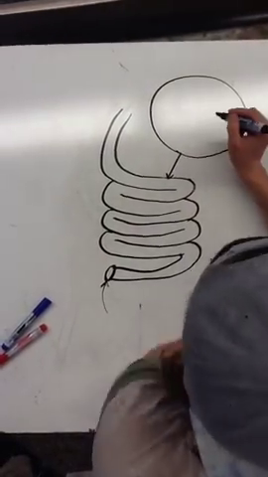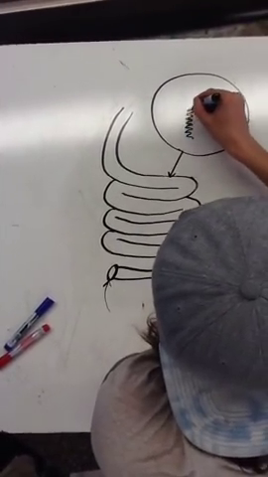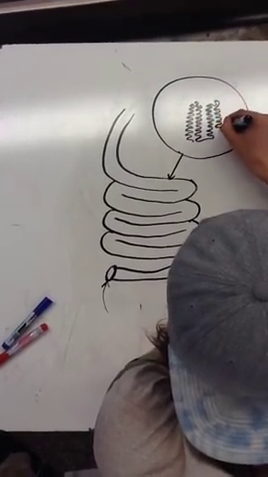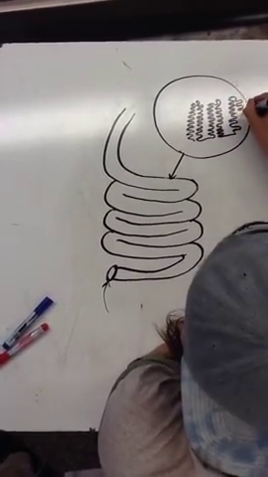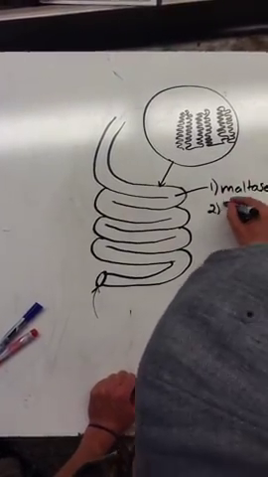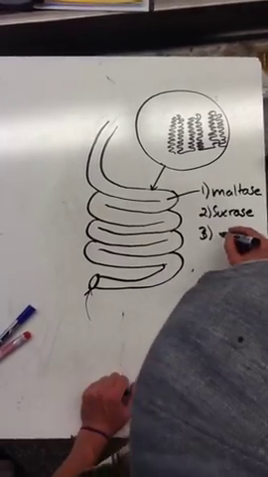Also found within Jeb's small intestine are villi, which are small folds in the small intestine that help to increase surface area for maximum absorption of nutrients. Further, there are 3 enzymes which help to finish the process of digesting carbohydrates. These are maltase, sucrase, and lactase.